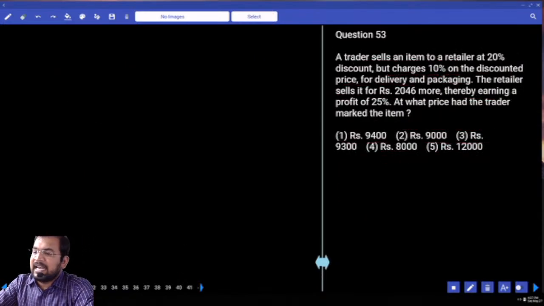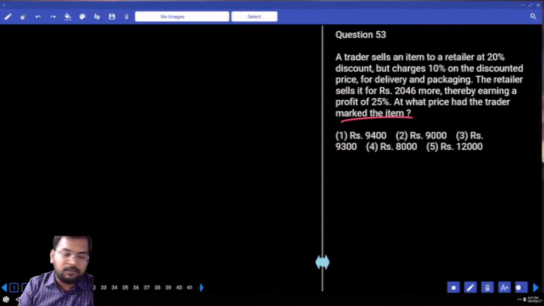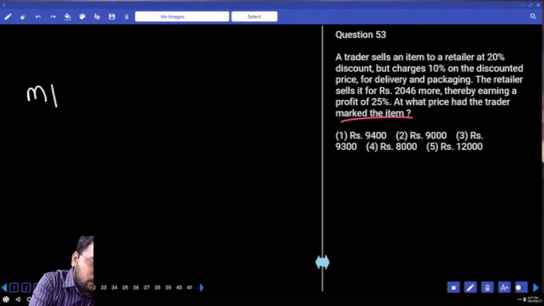A trader sells an item to a retailer at 20% discount but charges 10% on the discounted price for delivery and packing. The retailer sells it for 2046 more, thereby gaining 25% profit. So at what price was the article marked? We don't know the marked price, so we assume it as 100.